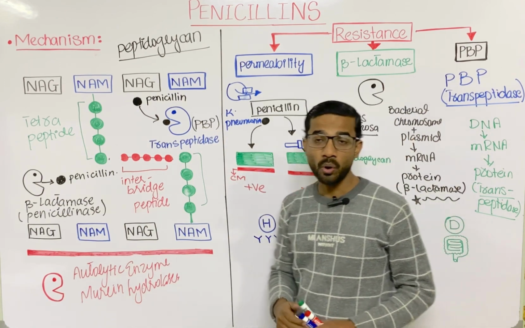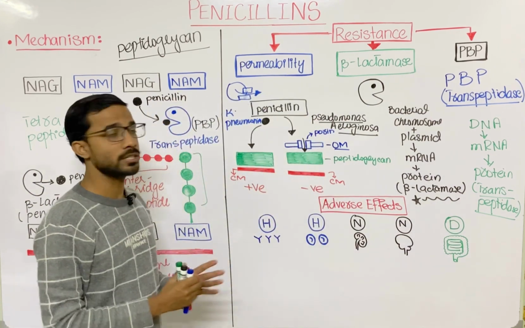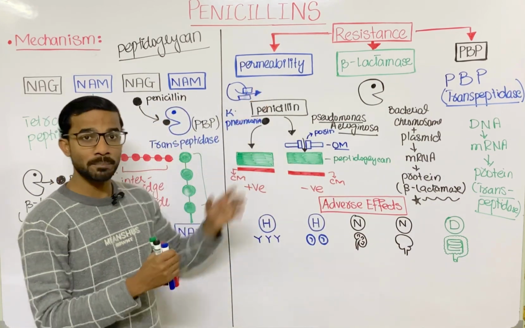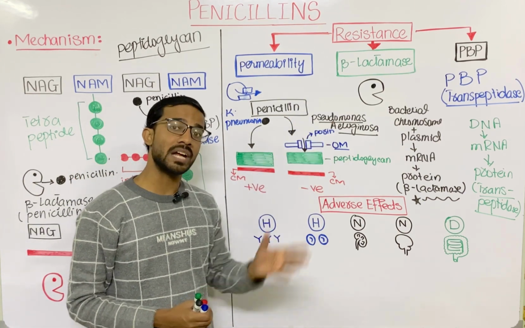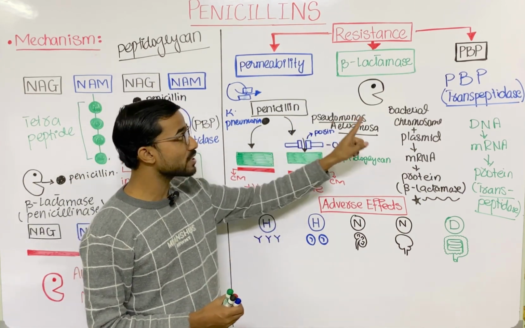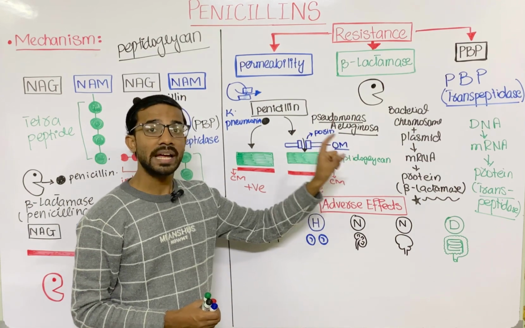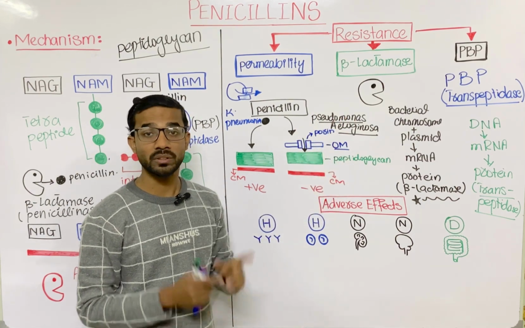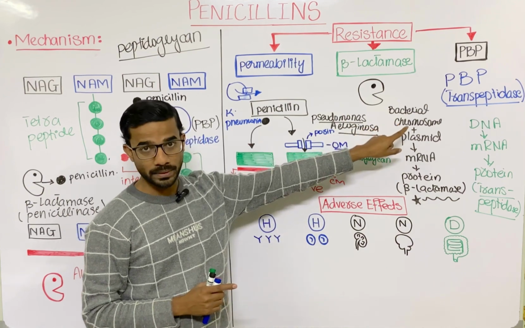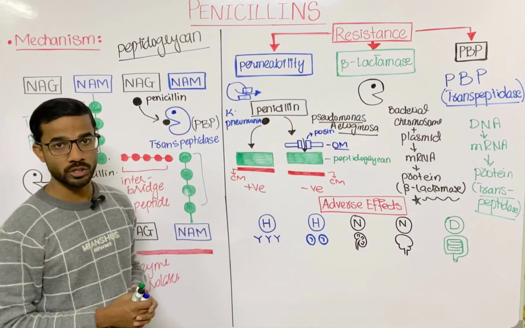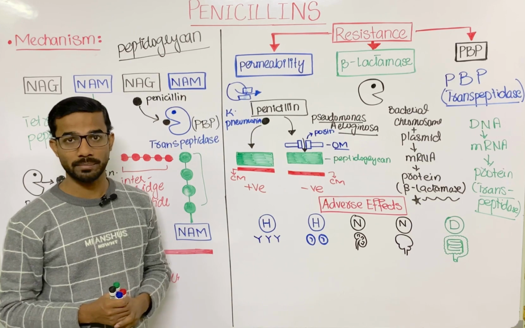enzyme. So here are basically the three most important mechanisms: reducing the permeability to penicillin, the development of beta-lactamase that destroys the penicillin, and last, making changes in the transpeptidase, so that penicillin does not bind to the transpeptidase. These are the three most important resistance mechanisms of the bacteria.